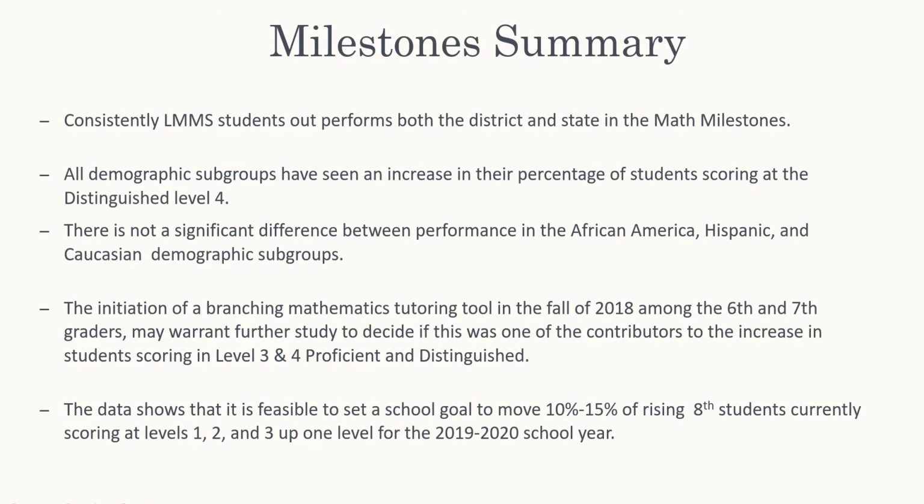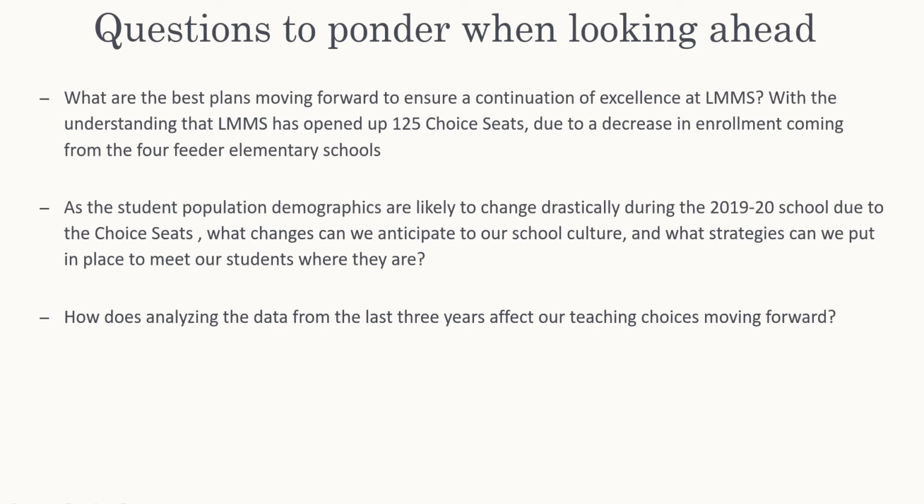2019-2020 school year. Some questions to ponder as we look ahead. What are the best plans moving forward to ensure a continuation of excellence at our school? With the understanding that Lost Mountain has had a decrease in student enrollment from our feeder schools, and so we have opened up 125 seats, how can we continue our excellence when we have that many new students coming into our building from different places?